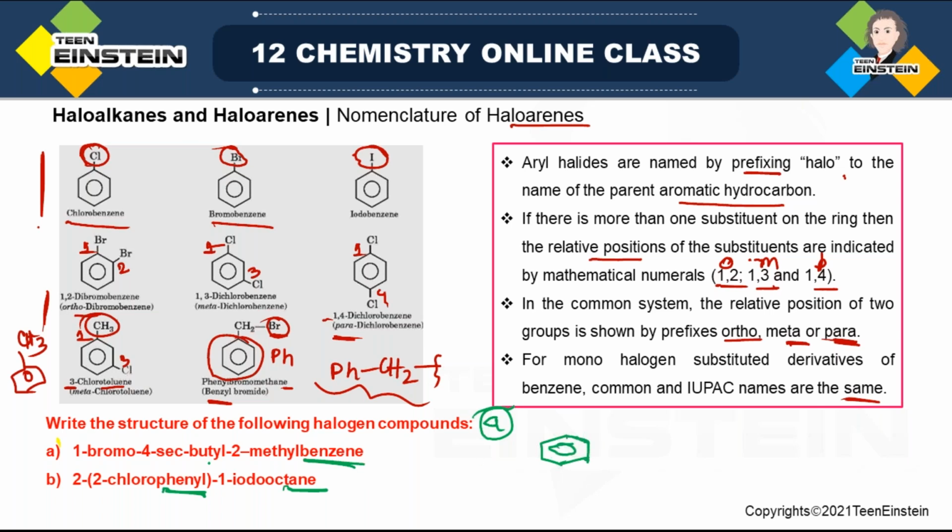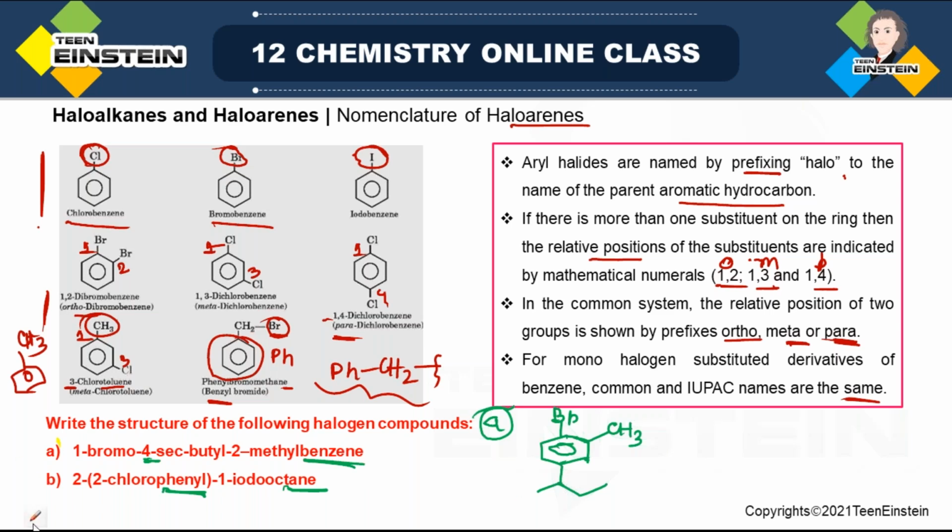Okay. Then at any position, write bromine. With respect to bromine, at the 4 position there is a secondary butyl group, and at the 2 position there is methyl. So at the 2 position you can write methyl, and at the 4 position secondary butyl. Now secondary butyl means it will be like this. See, the total number of carbons at the 4 position with respect to bromine is 4 carbons.